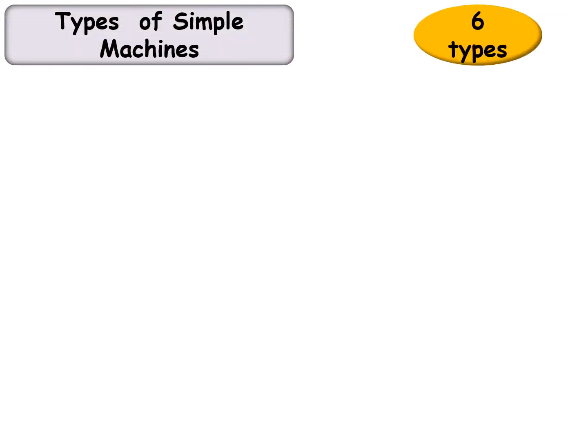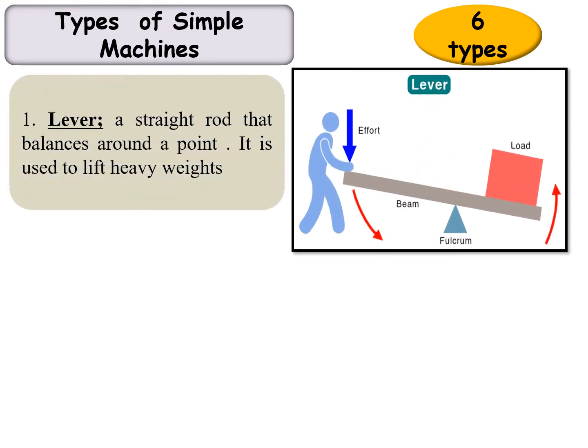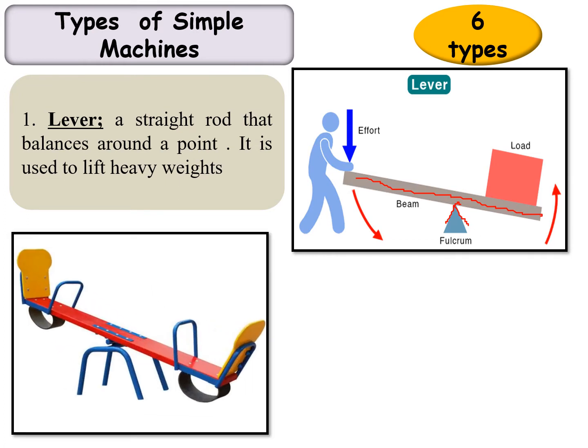Types of simple machines. Let's understand different types of simple machines. We have 6 different types of simple machines. First, lever. What is a lever? Lever is a straight rod like this that balances itself at a point. It is used to lift heavy weights. For example, where do we see lever? The seesaw is an example of lever.